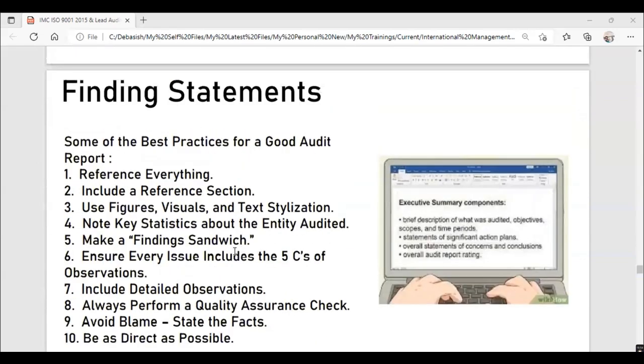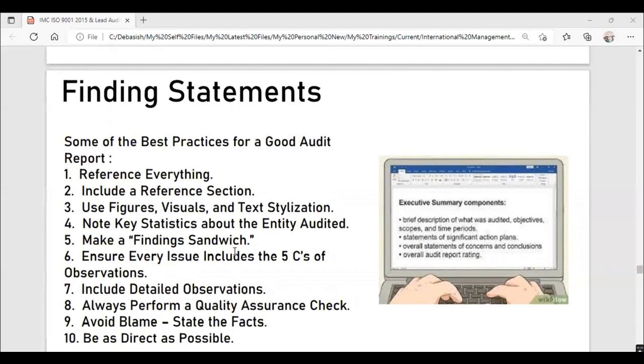Some of the best practices for good audit reports are: reference everything with respect to the standard. Include a reference section in your report. Use figures, visuals, and text stylization. Note key statistics about the entity audited if possible. Make a finding sandwich. Ensure every issue includes the 5 C's of the observation. Include detailed observations. Always perform a quality assurance check.